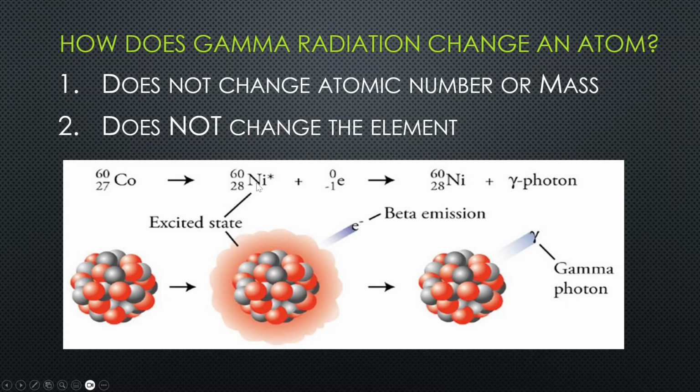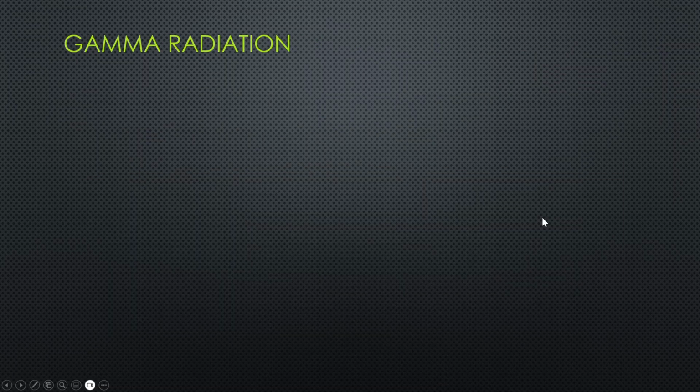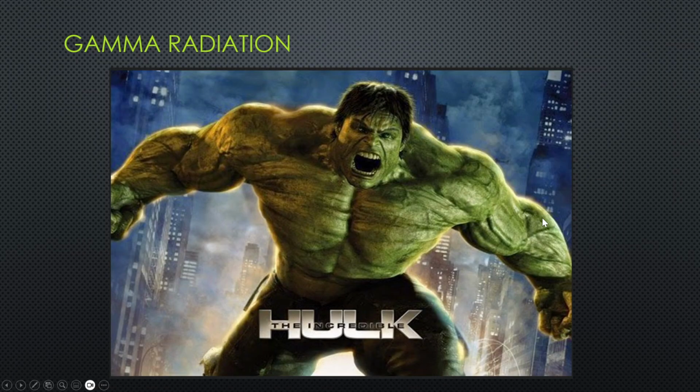And notice it doesn't change it. It goes from nickel to nickel, okay? And so that's the one thing that is coming off. What happens is it's just really excited, and that excited energy has to go away, it can't keep it. So to become more stable, it just gets rid of that energy, that gamma ray, okay? And I always remember, gamma radiation is what created the Hulk.